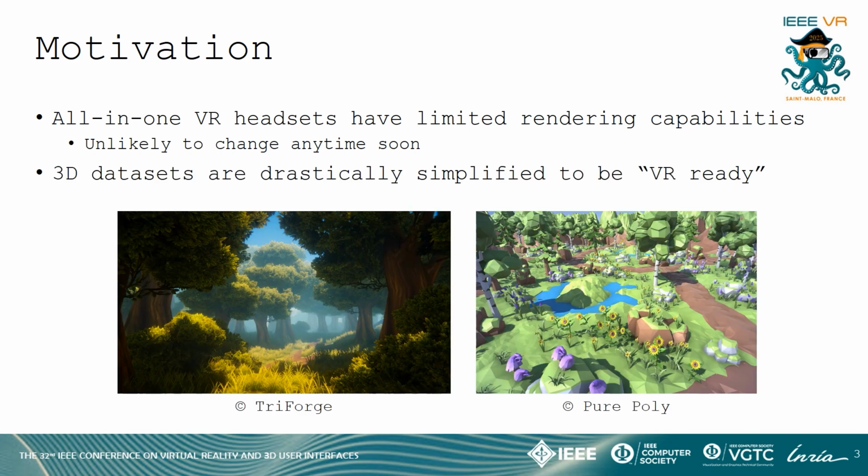So the typical solution for VR is to simplify the data set. To the left would be a very complex and beautiful forest data set, and then what you typically do for virtual reality is you make it VR ready by resorting to some extreme simplification. As you can see, the tree canopies are replaced with blobs and so on.